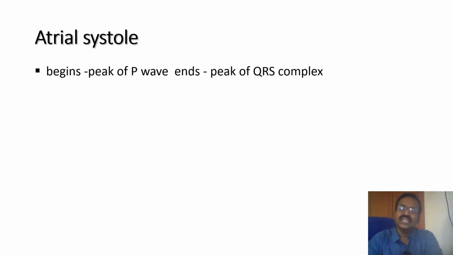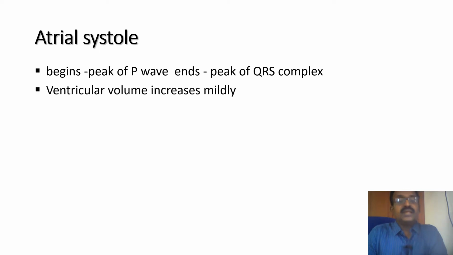But during exercise and tachycardia, the diastole duration is decreased. At that time the atrial systole is important for filling the ventricle, and it contributes a greater amount of filling to the ventricle. At that time more cardiac output is needed. Ventricular volume increases mildly during the atrial systole. A little bit is increased. Atrial pressure rises.